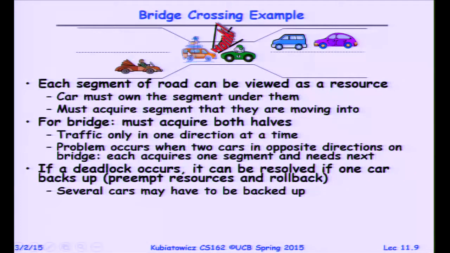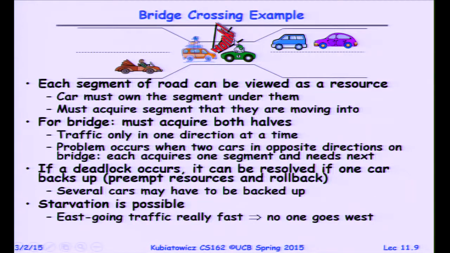Okay? And if the deadlock occurs, you can resolve it in various ways. So one of the cars could back up. Okay? Probably the one that flinches first is the way that works in California, right? No. Everybody politely backs up, so they both back up, then they both go forward and get deadlocked again. I don't know. So it's possible that several cars have to back up to resolve this. Starvation's possible here because east-going traffic, if it's going really fast, it may be that west-going traffic never makes it through. Okay? So that's another example of starvation. All right. Questions?